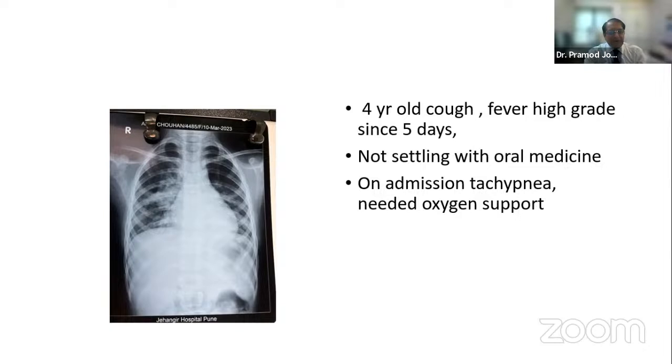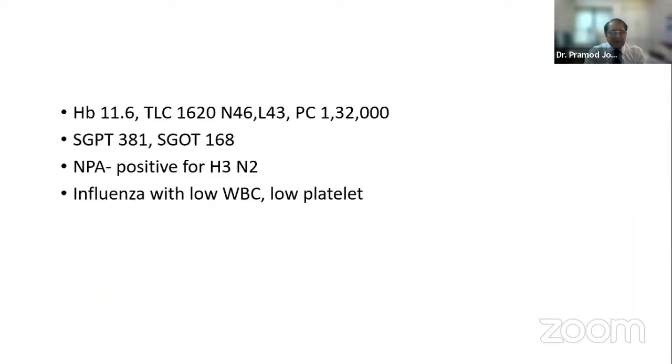If you see on the right side, there is obvious infiltration of the lungs. And this was a child where the total count and the platelet count were also on the lower side. The liver functions were deranged to some extent. And the nasopharyngeal aspirate was positive for H3N2. And this was influenza presenting with low WBC count and low platelet count. Remember, my dear friends, influenza is a respiratory disease with a lot of systemic involvement. That's why the child gets headache, the child will have muscle pain, weakness, and so on.